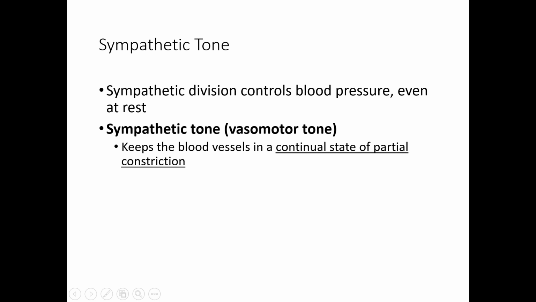One more thing to know: what is sympathetic tone? Sympathetic division controls blood pressure even at rest. We cannot afford smooth muscles in our blood vessels to completely relax. That will cause our blood vessels to dilate and blood pressure will drop and we can faint. So our blood vessels are always in the sympathetic tone, or it's called vasomotor tone. It means a continual state of partial constriction of the muscles in the walls of our blood vessels to maintain certain blood pressure, even when we are at rest.